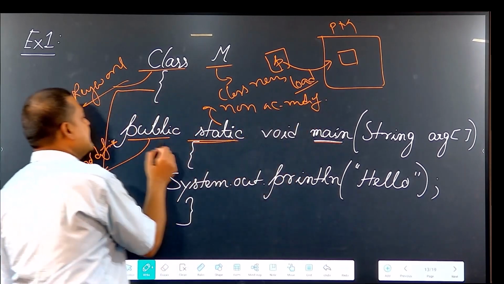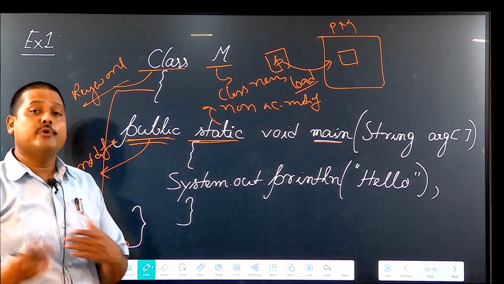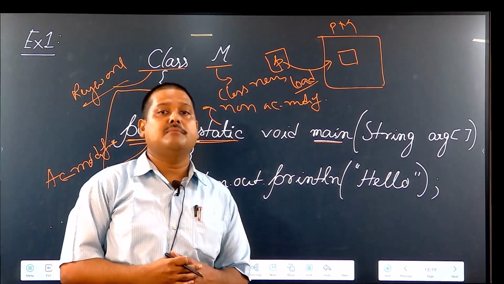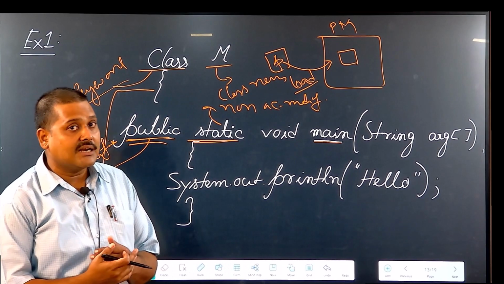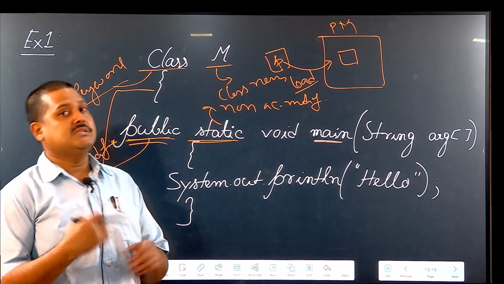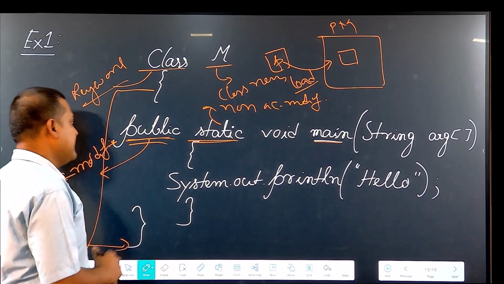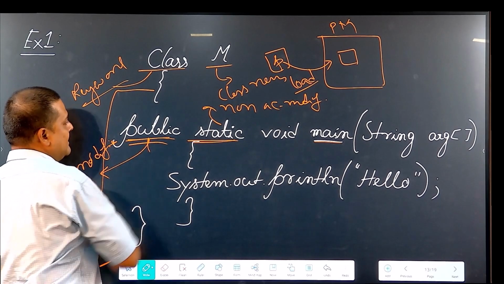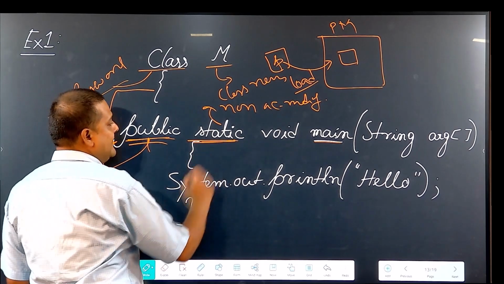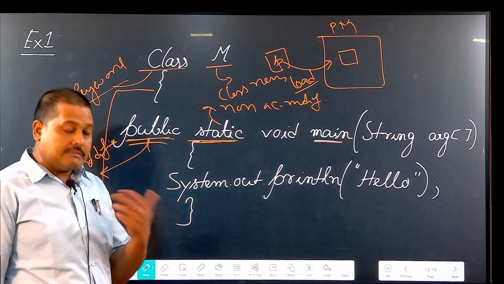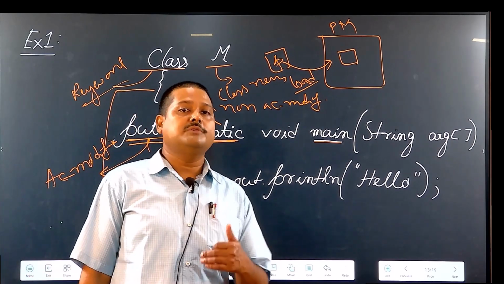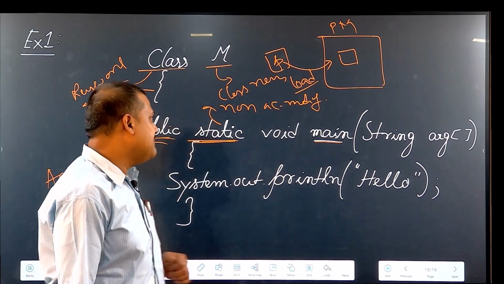This tells about the access, that is, from where we are able to access this particular member. This member can be accessed inside the class, outside the class, inside the package, outside the package. We will discuss this later. Then there is static, it tells about the behavior. This behavior means that without creating the object reference variable, we are able to access the main method.